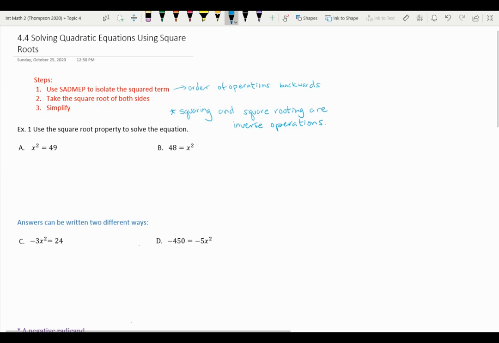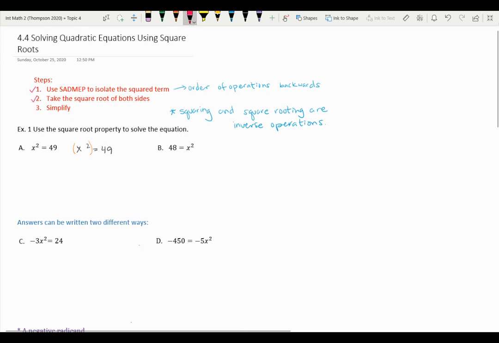Example 1, use the square root property to solve the equation. So I have the equation x squared equals 49. We're going to start off with one step, move to 2 steps, move to 3 steps. We're going to build on this idea. So first thing first, x squared equals 49. My first step is to isolate the squared term. What is the squared term? X is what is squared, that's what I want to isolate. Isolate means get by itself. Well, it is isolated. There's nothing else on that side of the equation that's in the way. So this first step's already done.